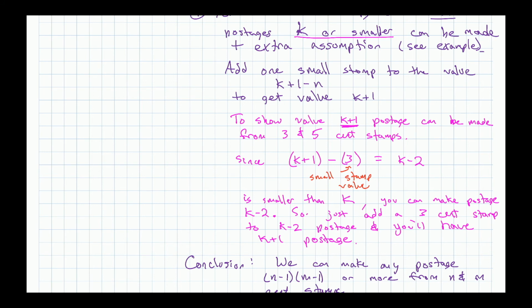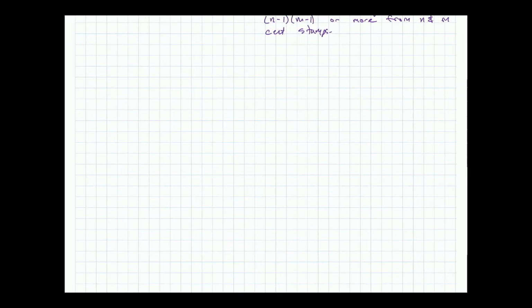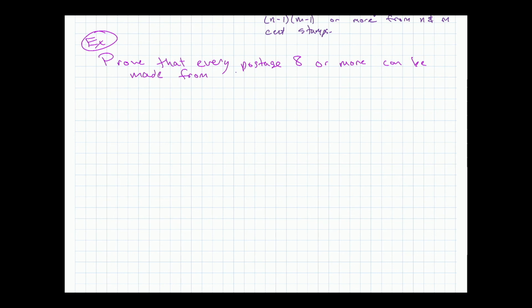So I'm going to do this one proof. I know that it's tricky here. So let's try this. So we're going to try this for a full example now. Example: prove that every postage 8 or more can be made from 3 and 5 cent stamps.